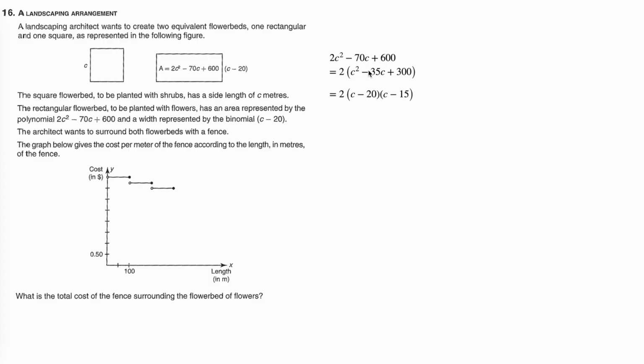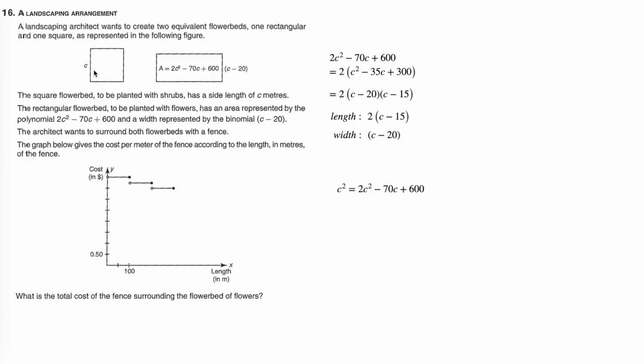I'm looking for the factors of 300 that add up to give me 35, where one of the factors is definitely 20. 300 divided by 20 is 15. They both have the same sign, and that sign happens to be negative. c minus 20 times c minus 15. This is the area. We know that if the width is c minus 20, the length must be 2 times c minus 15, and the width is c minus 20.